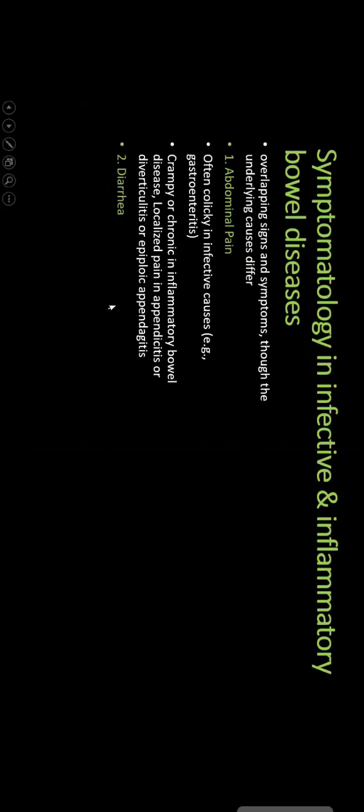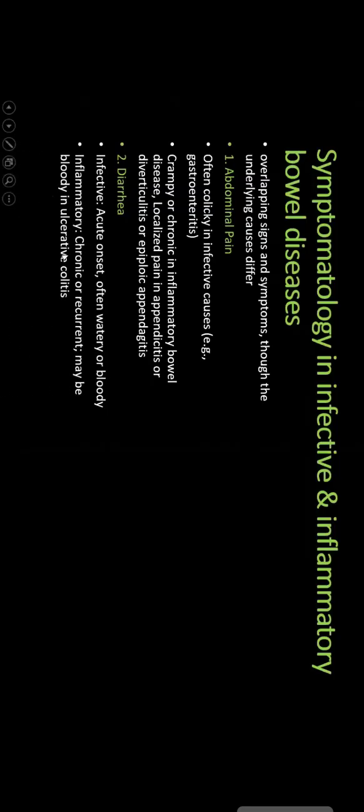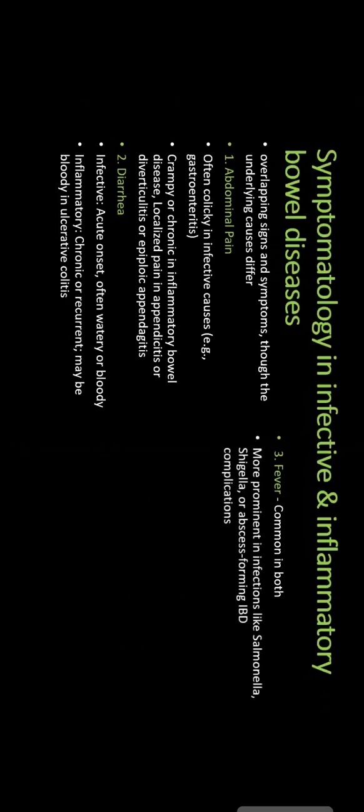Loose motions or diarrhea is another important symptom. In infective conditions, there is usually a history of acute onset of diarrhea, which is often watery or bloody. In inflammatory conditions, diarrhea can be recurrent or chronic and may be bloody. Blood-stained stool is passed in cases of ulcerative colitis. Fever is common in both infective and inflammatory pathologies. More prominent in infections like Salmonella, Shigella, or in abscess forming, or when the IBD is complicated by infections, and when abscess is present, then fever is usually present along with the inflammatory bowel disease.